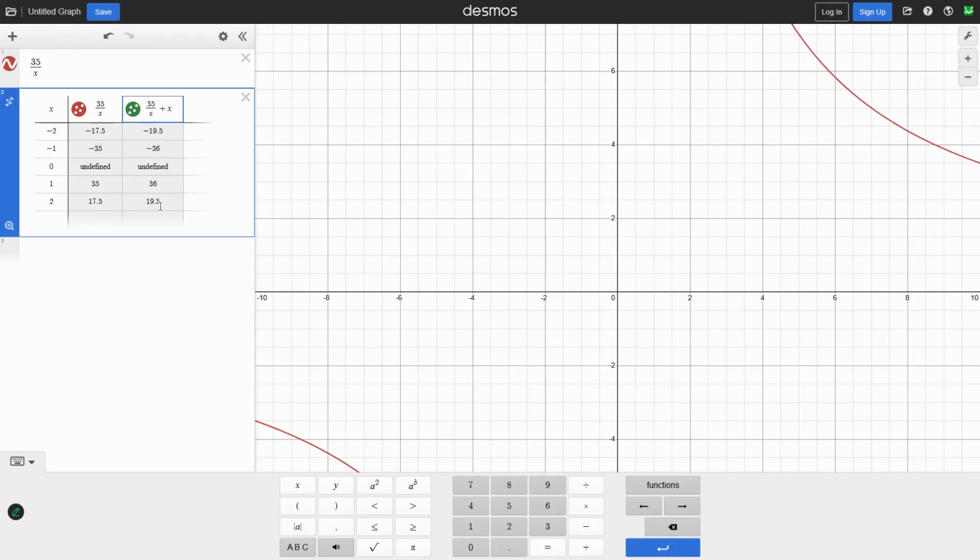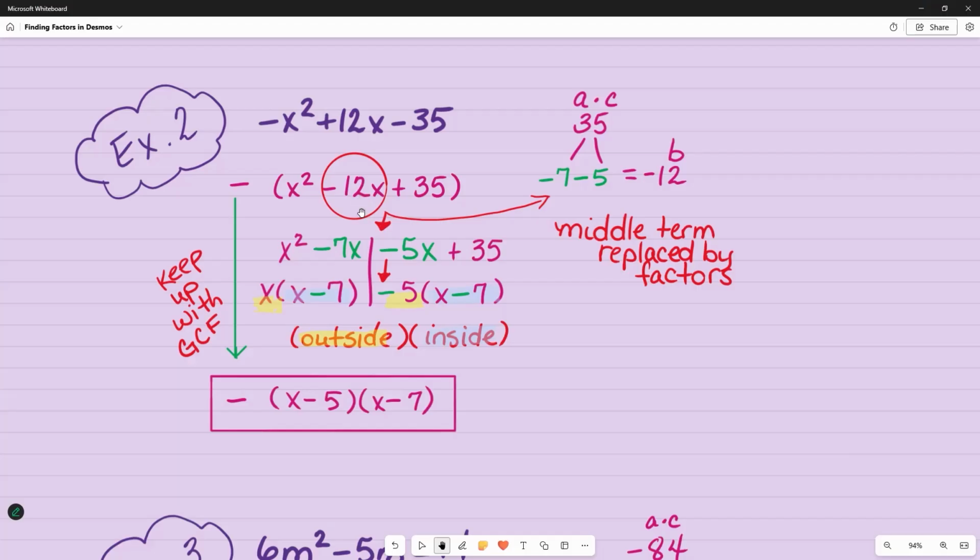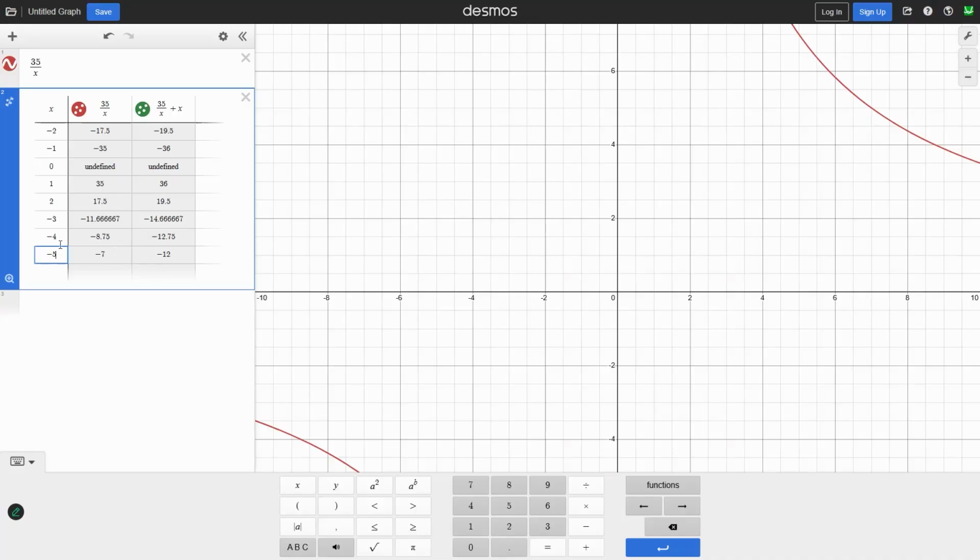I don't see negative 12, but if I'm looking at the way the numbers are counting, I know that I need to go up towards negative 3, negative 4. So I'm going to type in negative 3. That's not it. Negative 4. That's still not it, but I'm getting close. Negative 5. So I see now this is my B term at negative 12. And the two numbers that are in front of it are my factors. The signs matter. So I have negative 5 and negative 7.